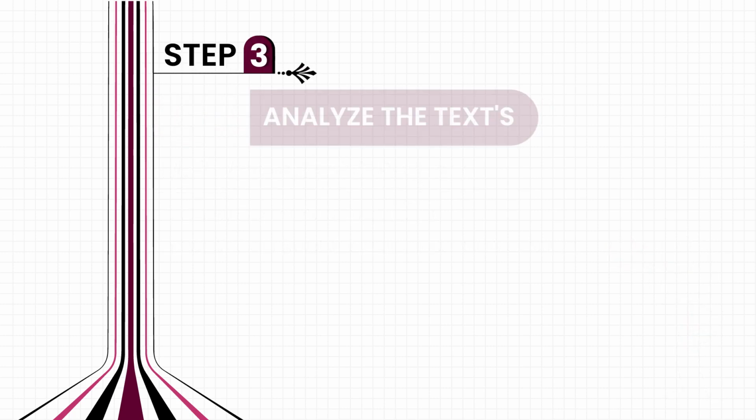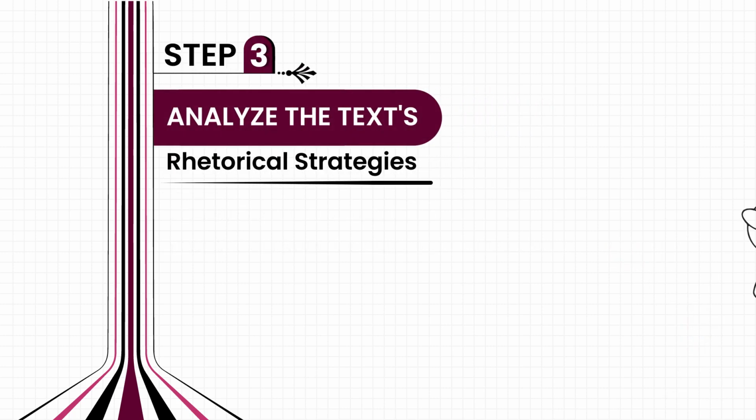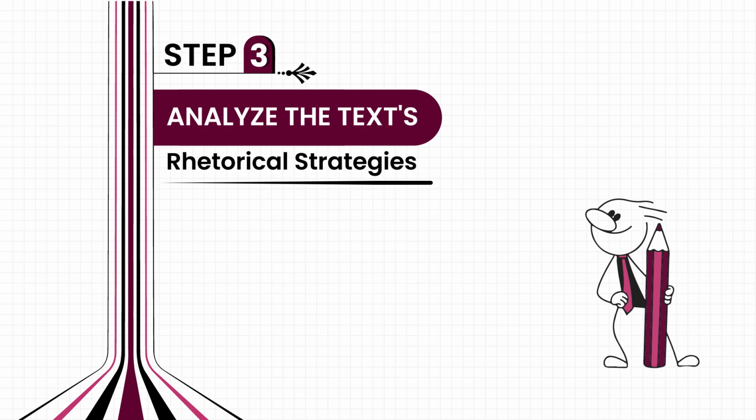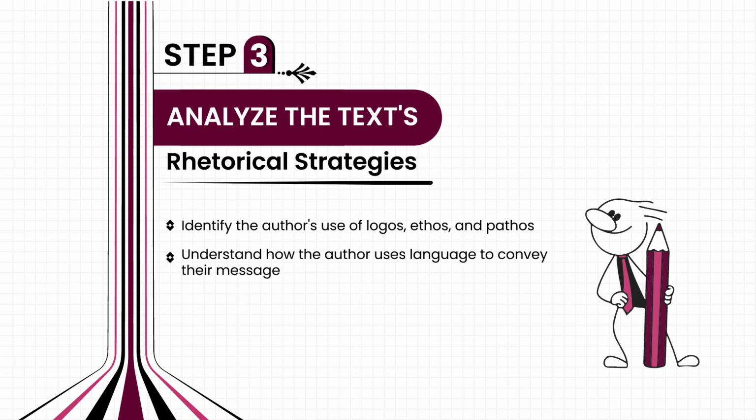Step 3. Analyze the text's rhetorical strategies. The next step is to analyze the rhetorical strategies used by the author, such as logos, ethos, and pathos. This step will help you understand how the author uses language to convey their message.